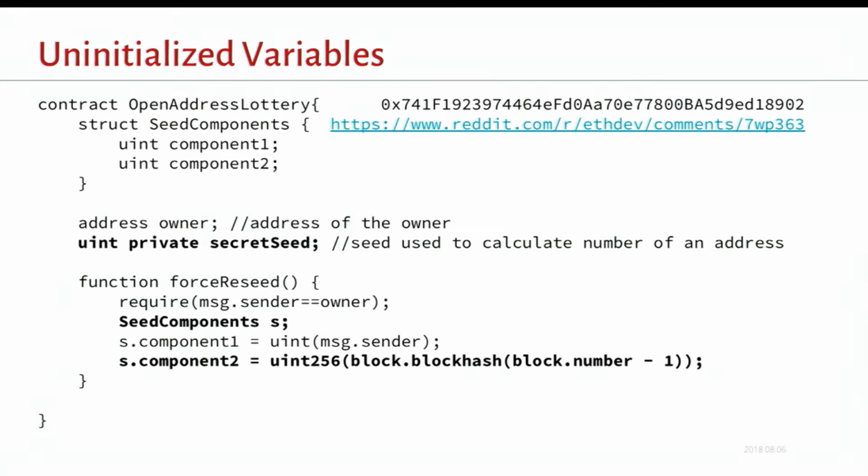And so what happens on this line that says seed components S, it actually creates a new pointer to 0, and when these assignments happen, it overwrites the state variable, so this bottom line overwrites the secret seed. And this was used to backdoor a lottery system.